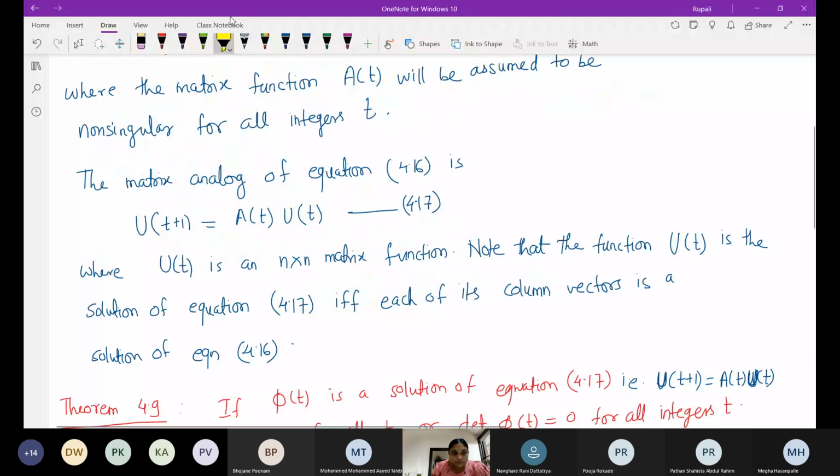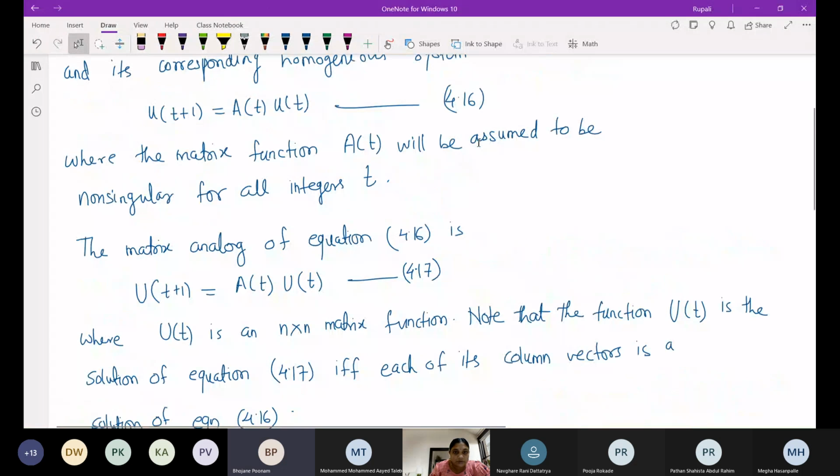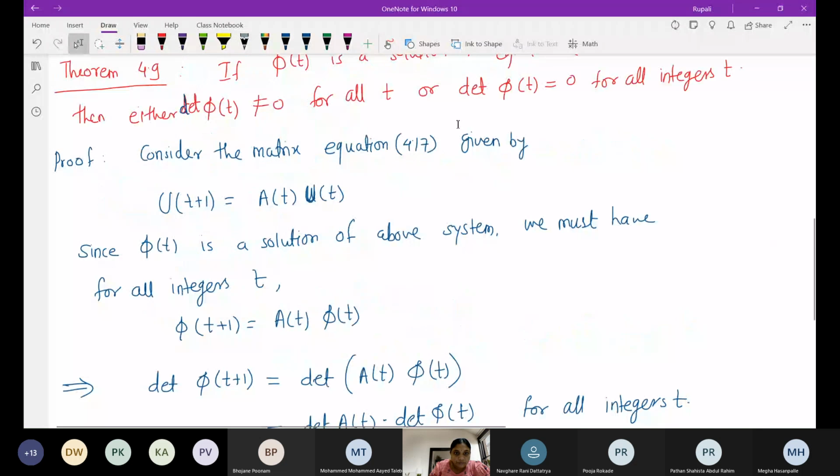What is given here? U(t) is an n by n matrix function, and A(t) is non-singular. Here A(t) will be assumed to be non-singular for all integers t. So here we can write, where the determinant of A(t) is non-zero for all t. That is by our assumption, whatever system we are considering.